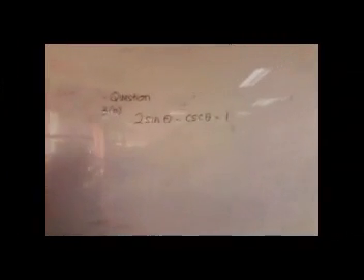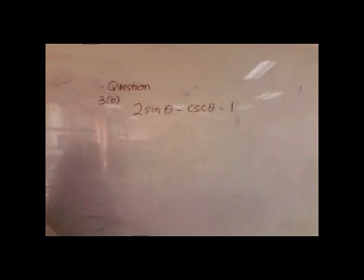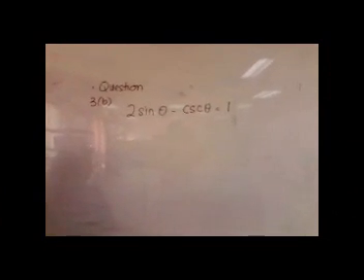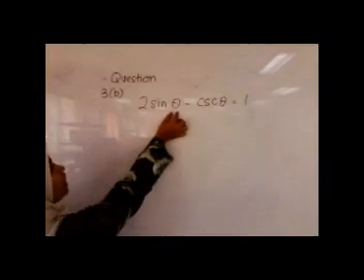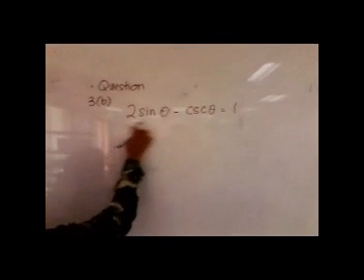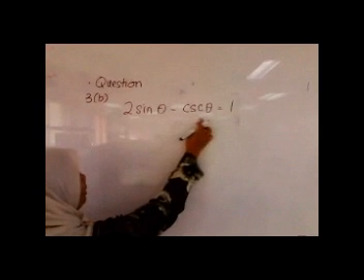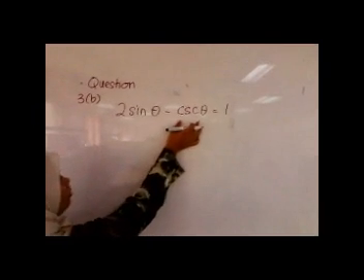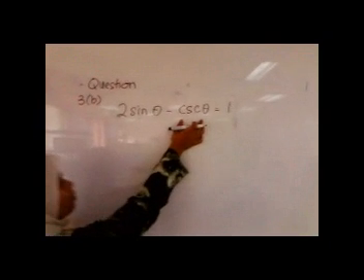To question 3b. So the question is 2 sin theta minus cosecant theta equals to 1. The question asks us to find the value of theta. So 2 sin theta tolak cosecant theta sama dengan 1. So first kita tengok dekat sini fungsi pelik tak sama, betul?